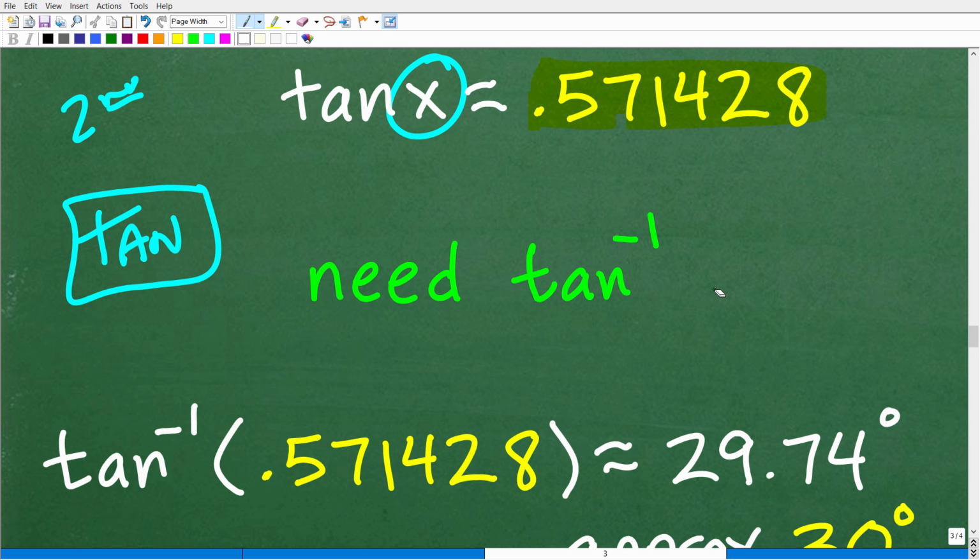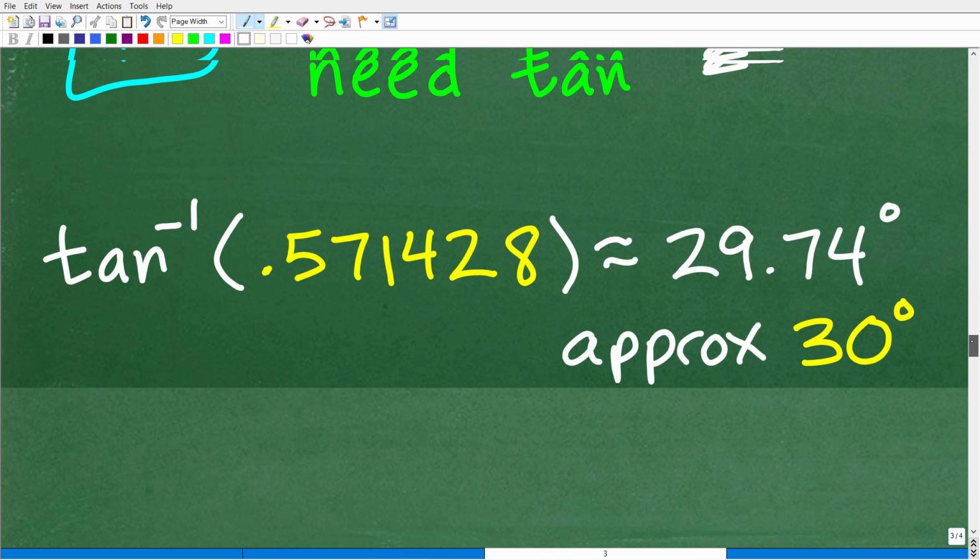You're looking for the TAN to the -1, and of course that is going to be the second function of the tangent button on your calculator. And this is awesome. Now I'm going to show you the correct answer. So let's go ahead and figure this thing out.